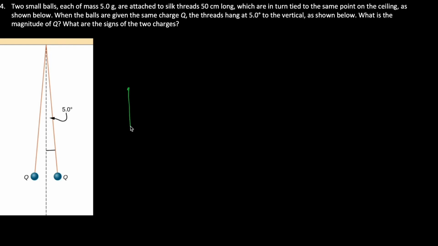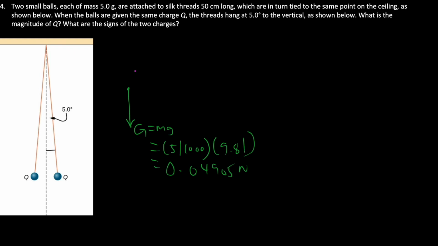So the ball here receives a force of gravity. G is equal to mg. Since it's 5 grams, you've got to convert that to kilograms. So 5 divided by 1,000 times 9.81, which gives us a value of 0.04905 Newton. And we know the ball also receives a force of tension by the rope. And the rope is hung at 5 degrees. The tension can be separated into the vertical component, Ty, and the horizontal component, Tx. So since the ball is stationary, Ty must be equal to gravity, which is equal to 0.04905 Newton. Right. So let me redraw this picture a little bit.